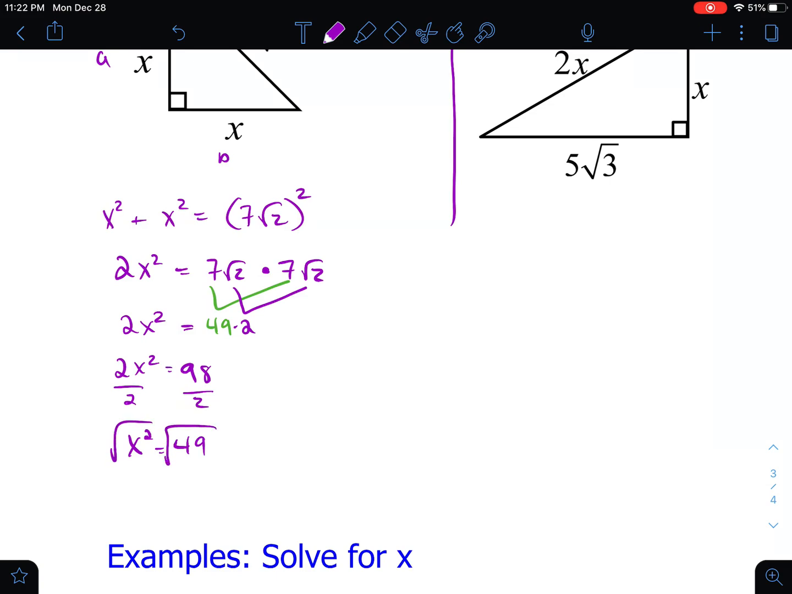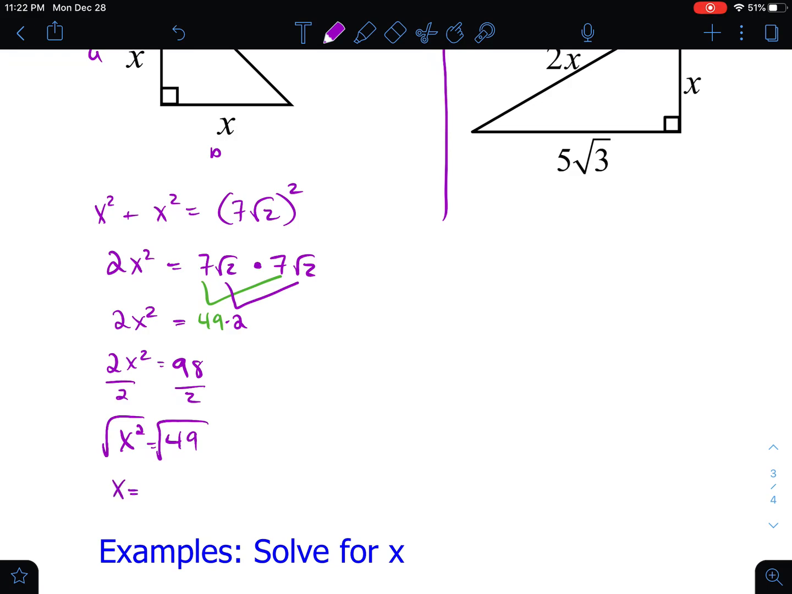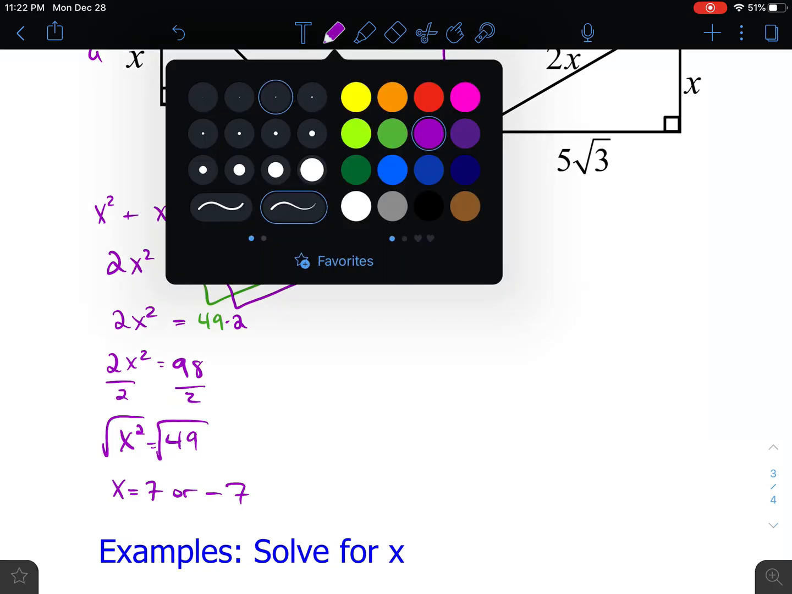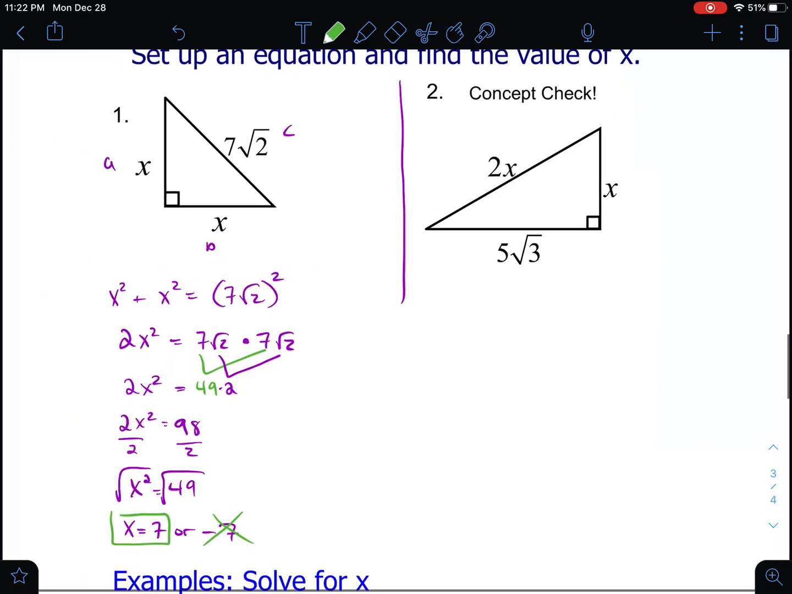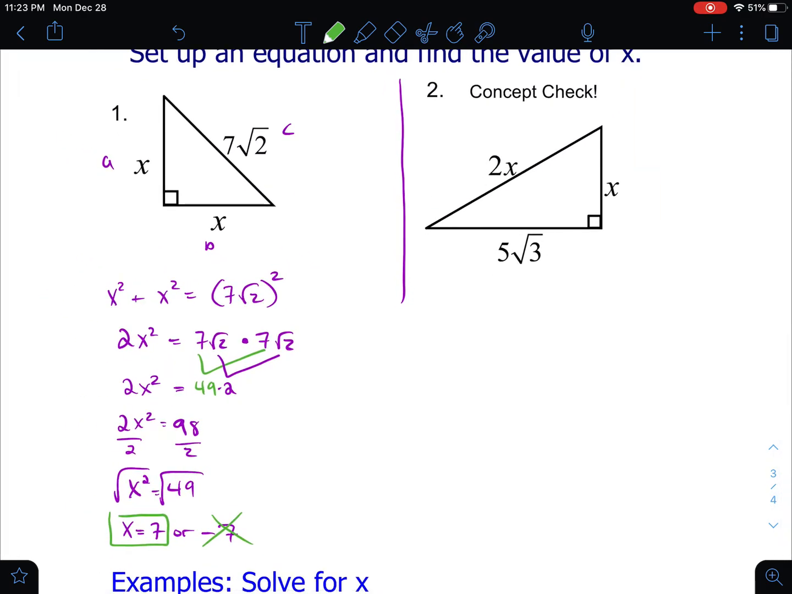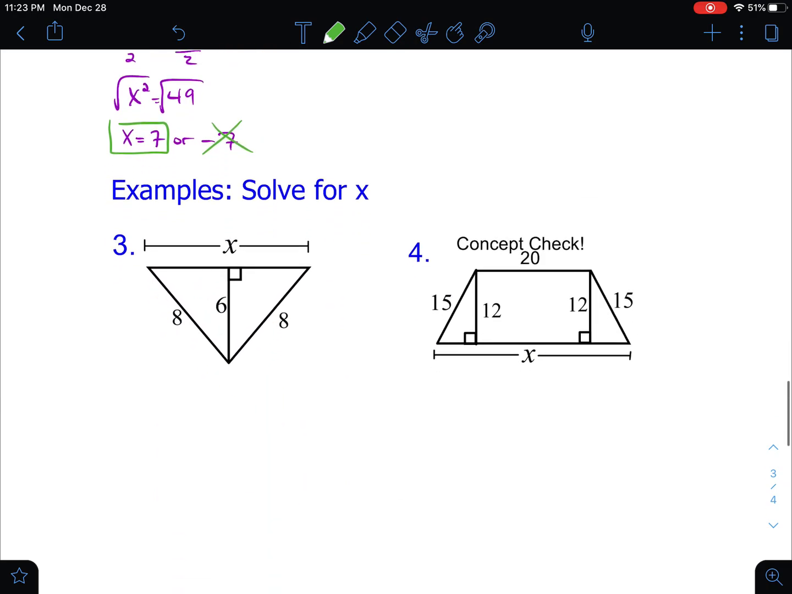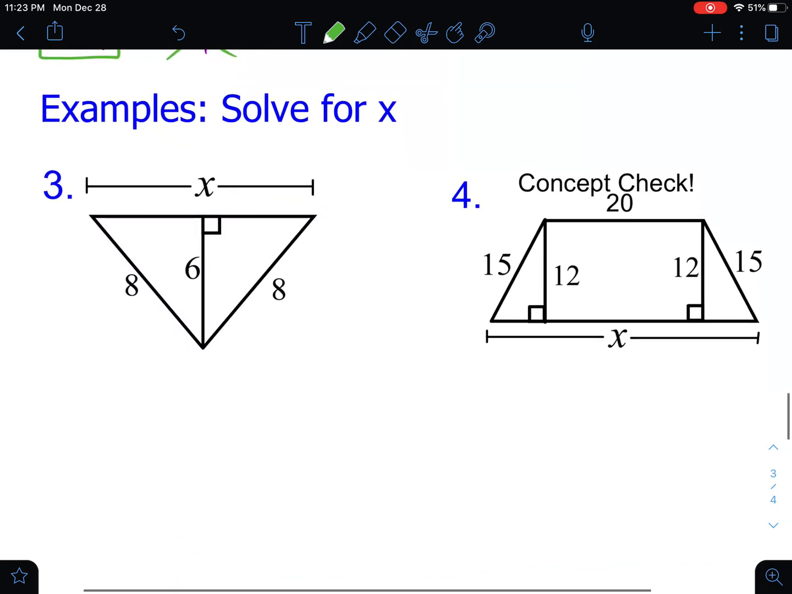is equal to 49, and we'll square root both sides. And your Algebra 2 teacher wants me to remind you that you can get x equals 7 or negative 7, but from a geometry perspective, we can't have a negative length. So there's our answer. You should try the same thing with question 2.